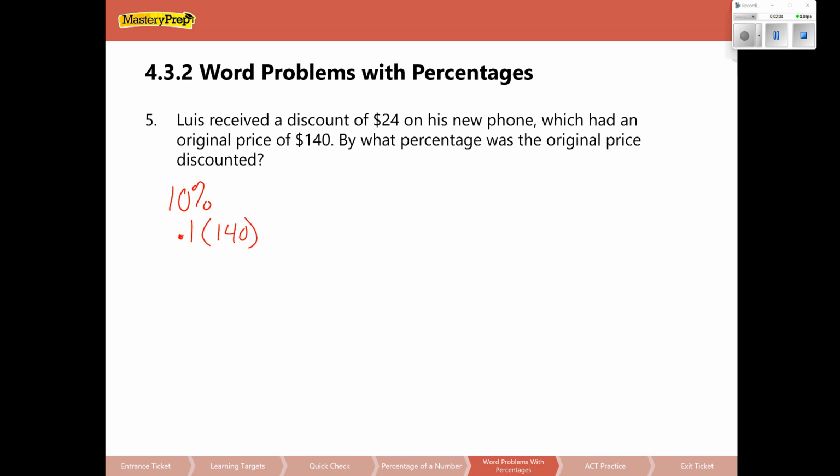Well, we're just doing what? 1 times 140 and then moving the decimal one place to the left, yes? So 10% is 14, yes? Okay. So each 10% is still going to be 14, yes? So what would 20% be?